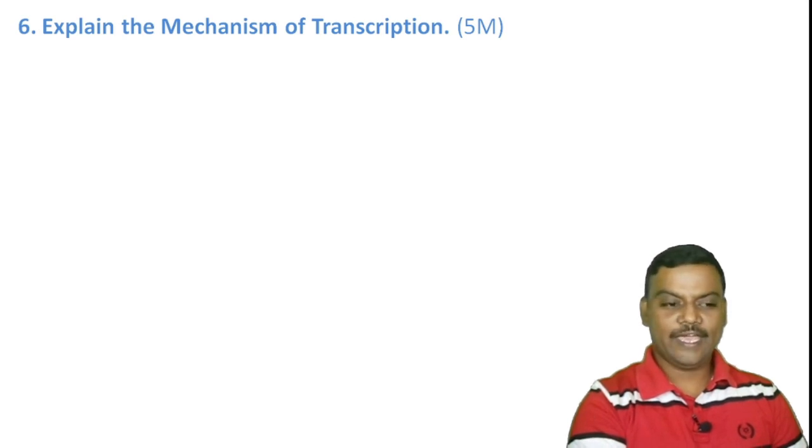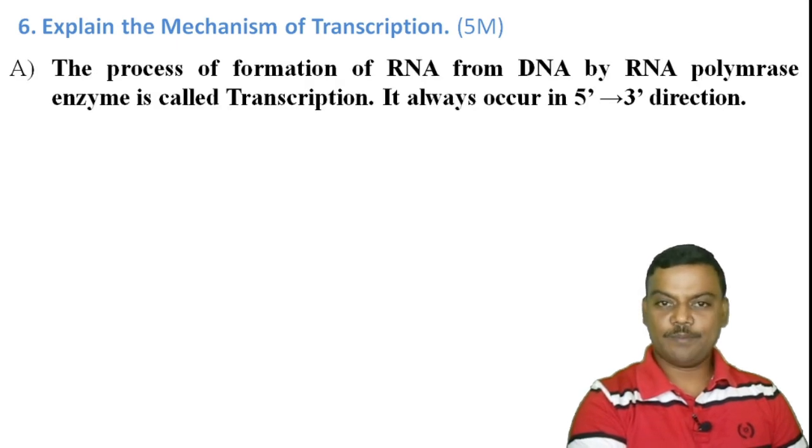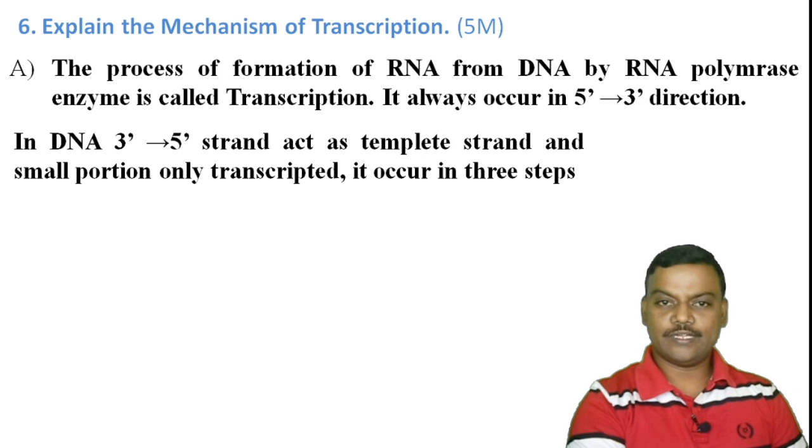Question number 6. Explain the mechanism of transcription. It is for 5 marks. Transcription means the process of formation of RNA from DNA by the RNA polymerase enzyme, and this transcription always occurs in the 5' to 3' direction only. In DNA, the strand present from 3' to 5' acts as the template strand, but both strands do not act as a template. In this template strand, only a small portion is transcribed.